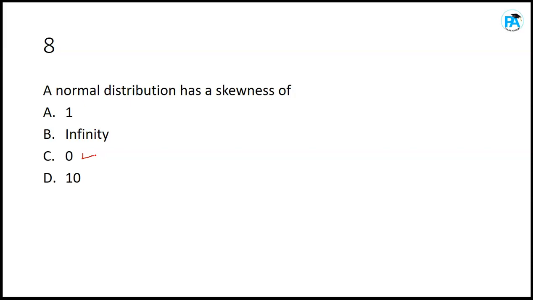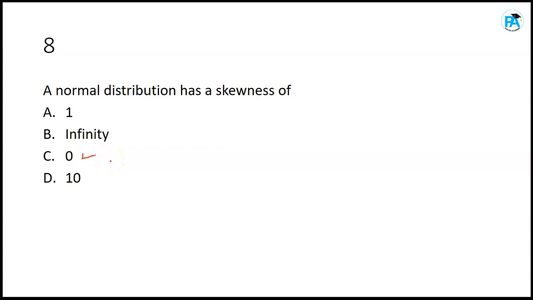It is 0 because the normal distribution is symmetric. Whenever something is symmetric, its skewness is 0. When something is right skewed, its skewness is a positive value. When it is left skewed, its skewness is a negative value. But when it is symmetric, its skewness is 0. One of the characteristics of the normal distribution is that it is symmetric about the mean. Do you remember that? So since it is symmetric about the mean, its skewness is what?